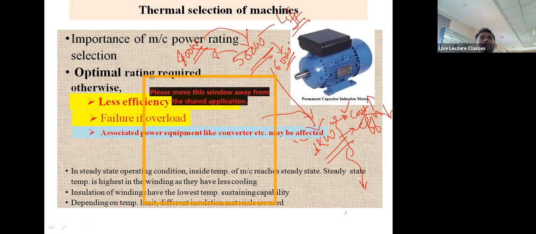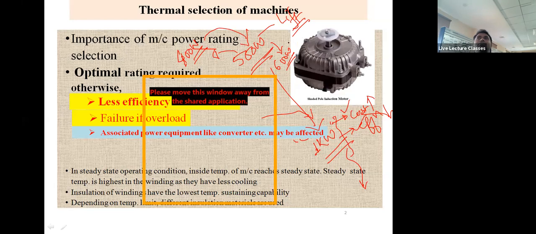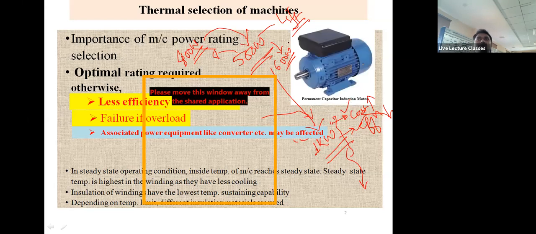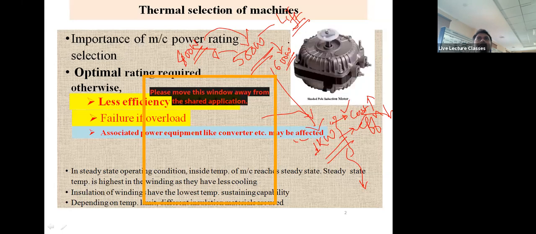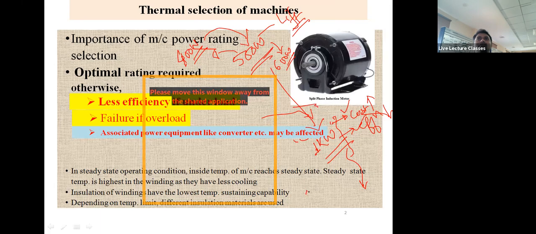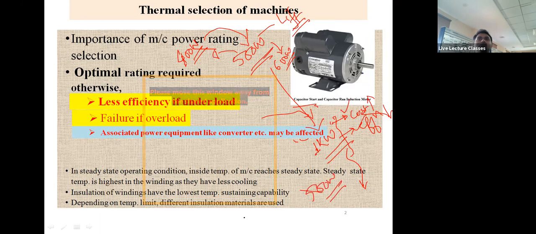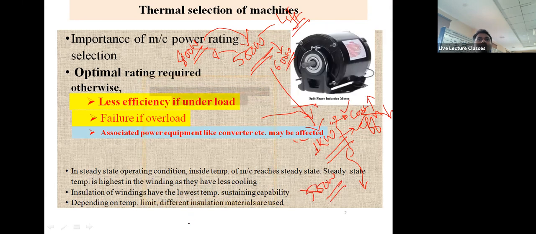Associated power equipment like the converter, etc., may get affected. So who is driving the motor? The power electronic controller, right? So if you are using a 1 kilowatt system instead of 500 watts and your power controller is also 500 watts, then is it not a mismatch? It will affect the power electronic item, no?